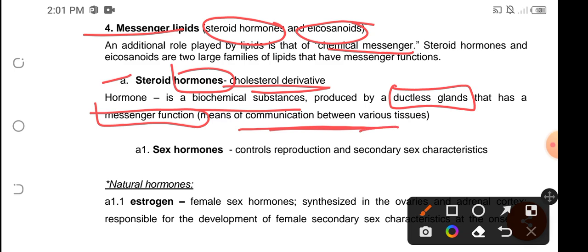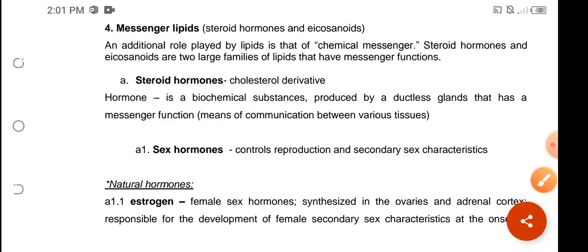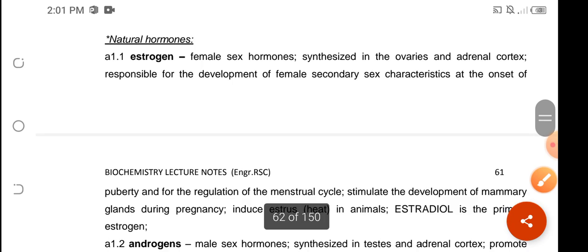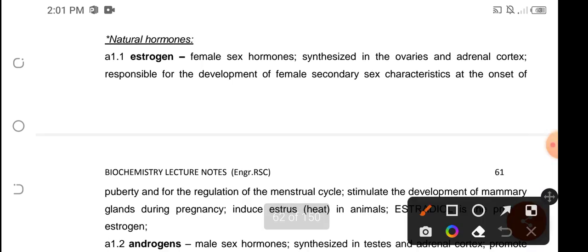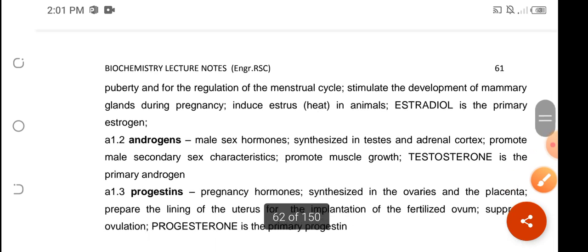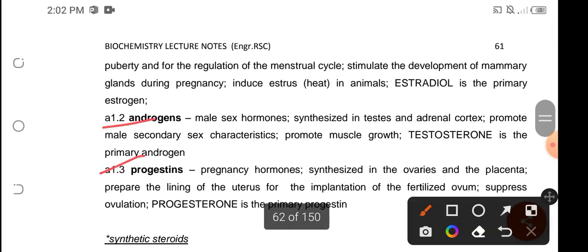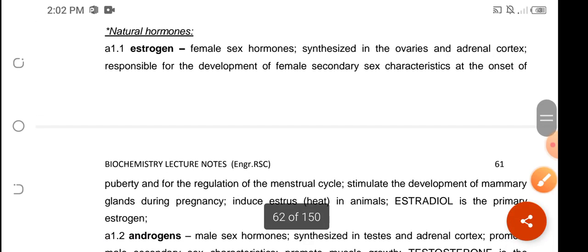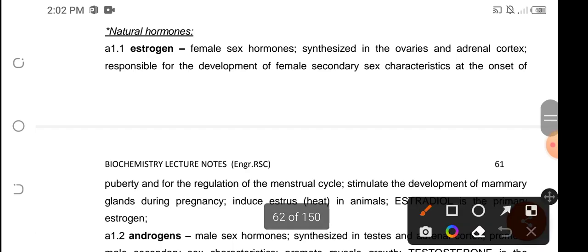Okay, for the first type of steroid hormone, we have sex hormones, and they control the reproduction and secondary sex characteristics. We have natural hormones, namely estrogen, androgen, and progestin. Okay, so estrogens are the female sex hormones, and they are synthesized in the ovaries and adrenal cortex.